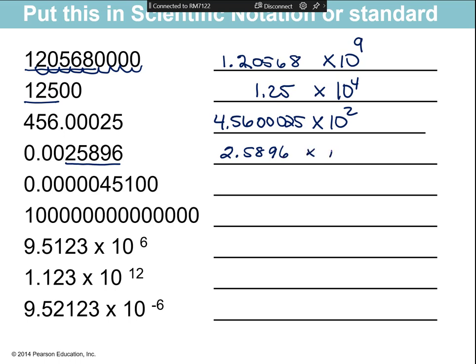2.5896, and you have to move your decimal place how many? 3. So it's a -3. So if the number's less than 1, when you move your decimal, it'll go to the right, and that's a negative number. So just for practicing.